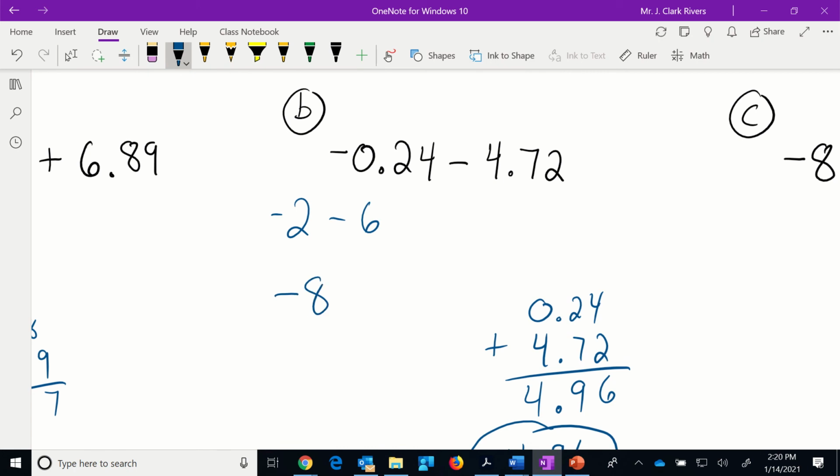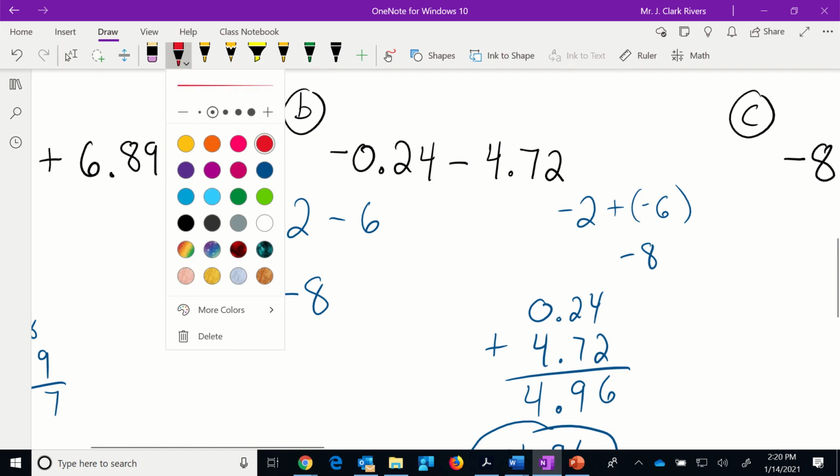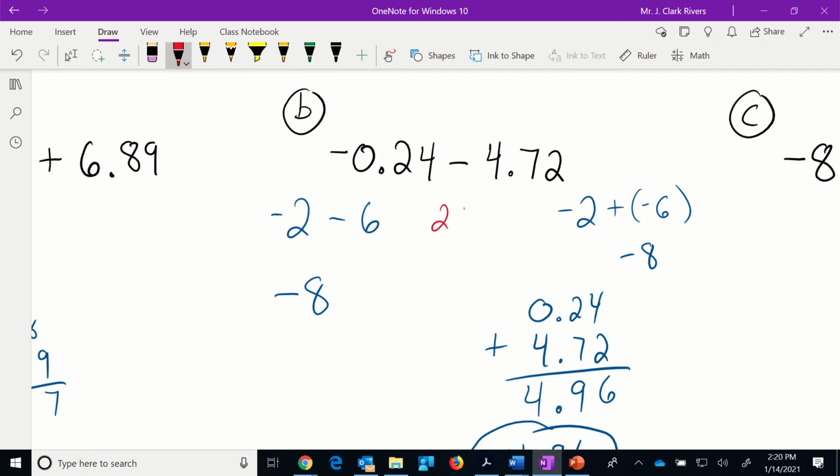What about if we had the problem -2 plus -6? What's -2 plus -6? Still -8, right? So -2 minus 6 is -8, -2 plus -6 is -8. That's a lot like 2 plus 6. What's 2 plus 6? It's 8. It's always 8 or -8, but because we have 2 negatives here, it's going to be negative, right?